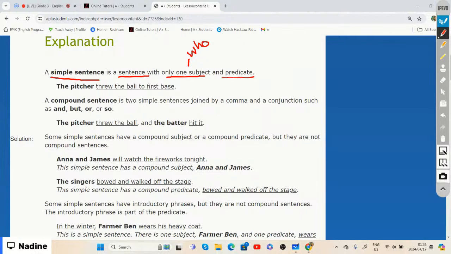So, which means that a simple sentence has a subject that tells us who is doing the action and has a predicate, right? And a predicate is like the verb or the verb phrase. And there we have an example. The pitcher threw the ball to first base, which means that the pitcher is our subject, and threw the ball to first base is our predicate.